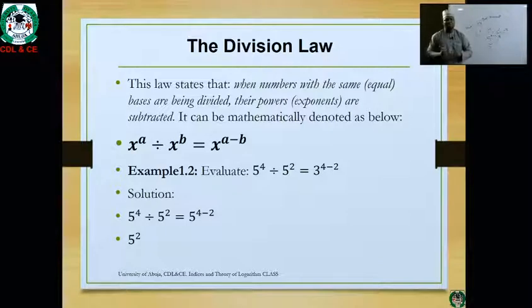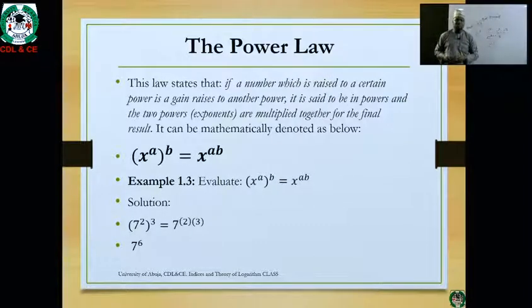But if you look at what we have on the slide, we have 5 raised to power 4 divided by 5 raised to power 2. We simply pick the common base, which is what? 5. Then we have what? 4 minus 2, which is the exponent. We have 5 raised to power 2. Then we move further into the next law, which we call the power law.